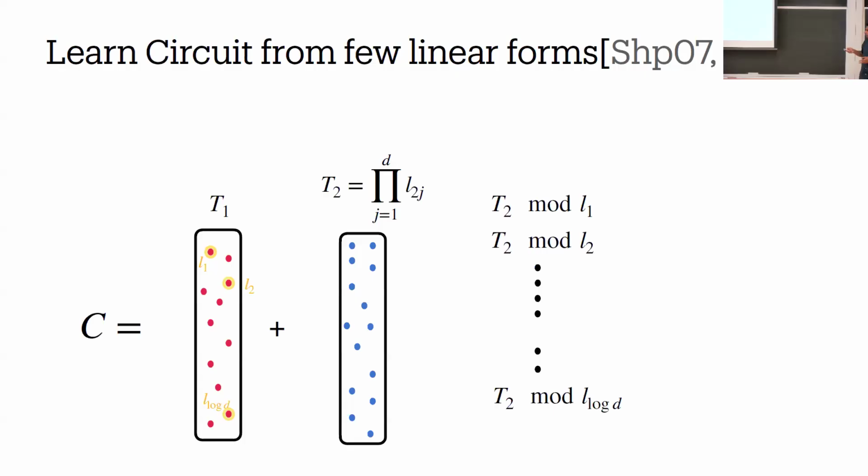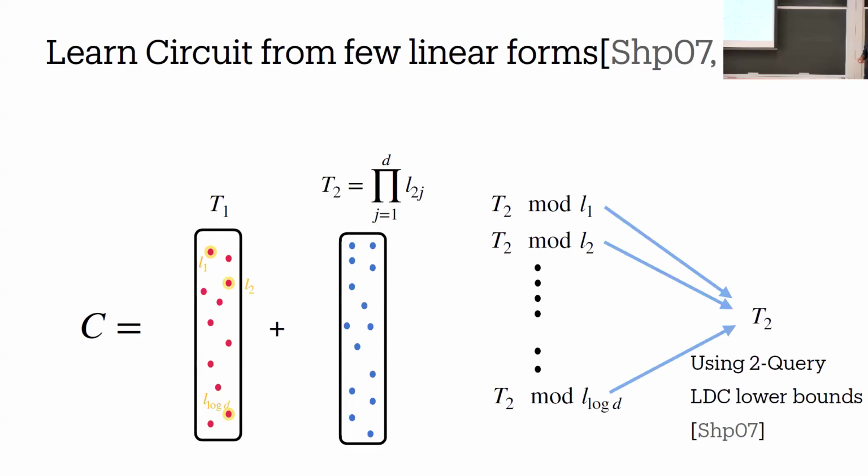And by using the black box access to C, we have access to projections of T2 mod these log D independent linear forms. And what Shpilka showed is that this is enough to learn T2 itself. Once you have learned T2, you can just subtract it, and then you get a top fan-in one circuit, which you know how to do reconstruction for.